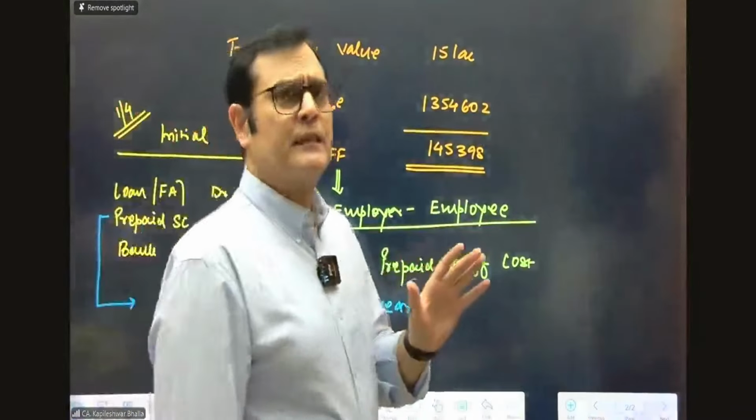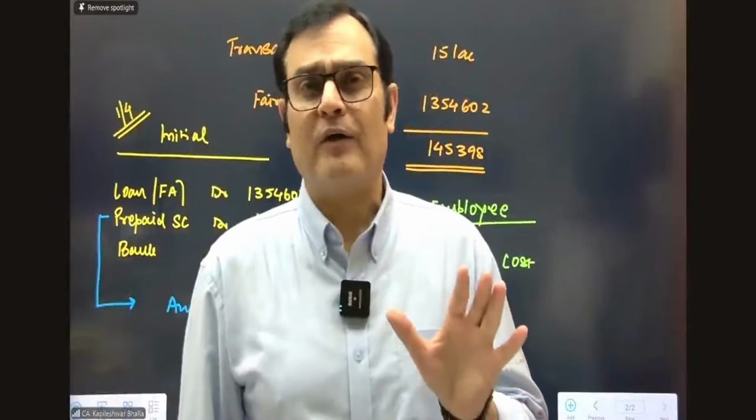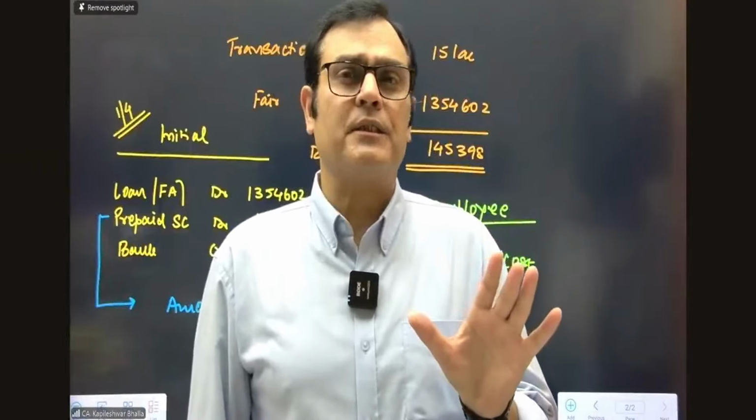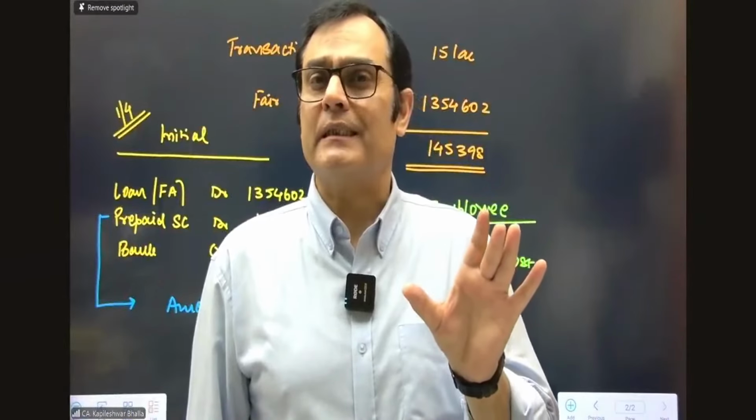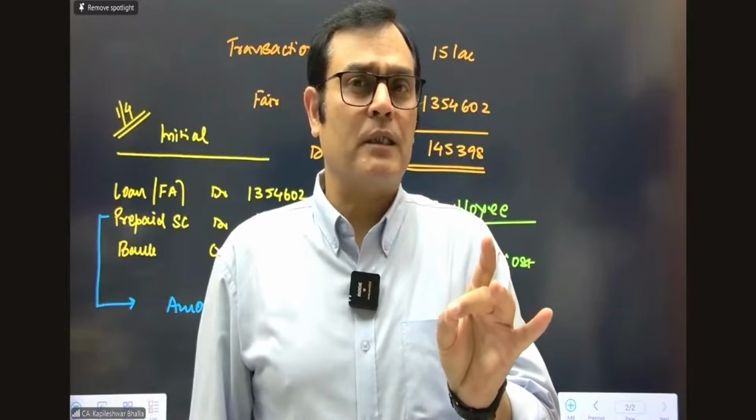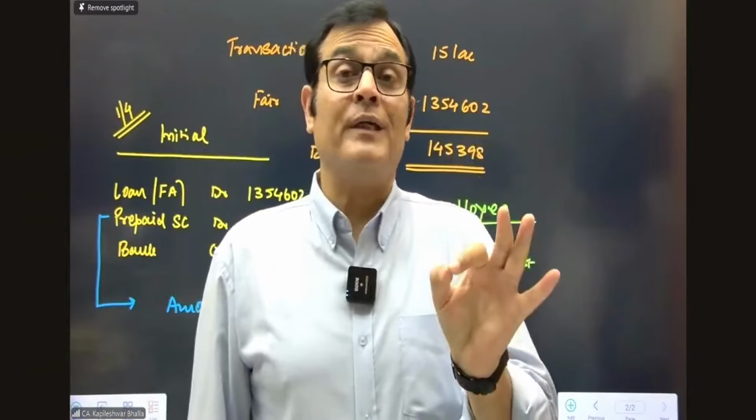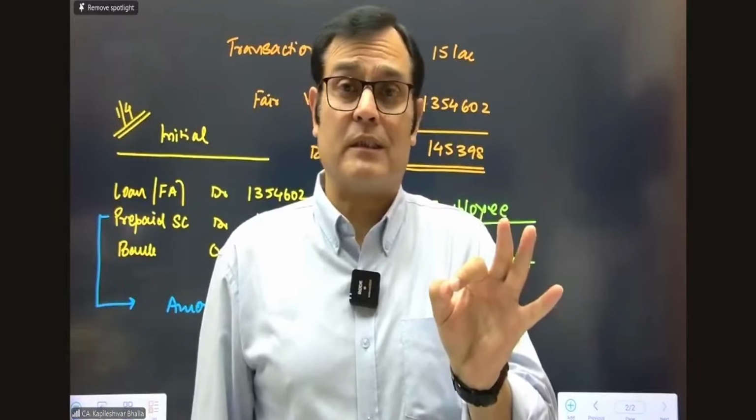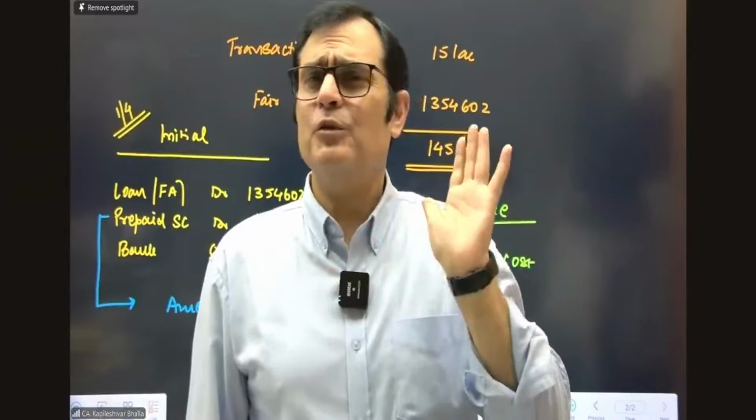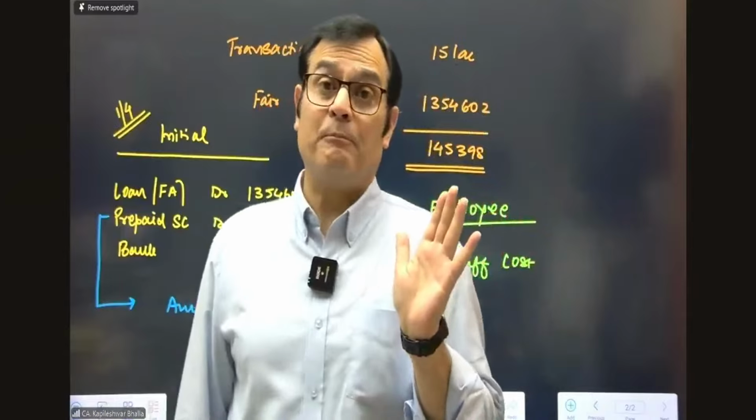Now, the examiner is not asking you to do the entire accounting for a period of 5 years. He's only asking you to give the information for the first year itself. So what we can do is make a ledger account for the loan for a period of 1 year, make a prepaid staff cost ledger for a period of 1 year, and then organize the information which is going to be reflected in the balance sheet.